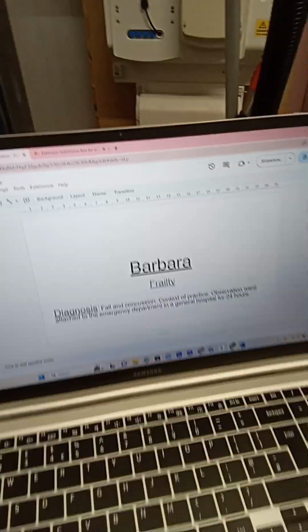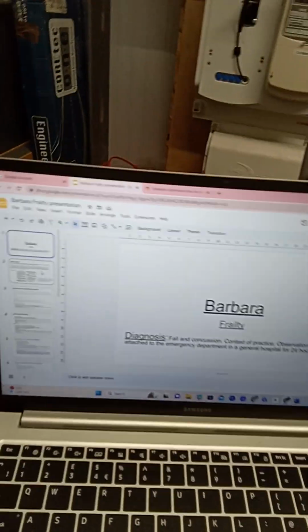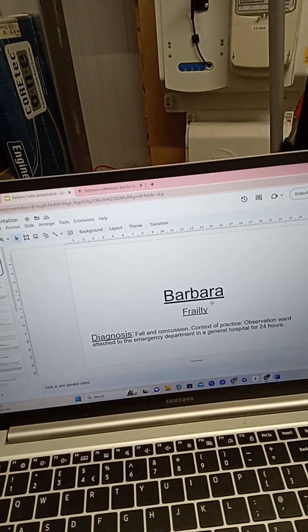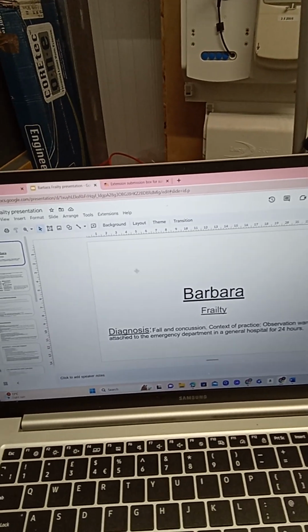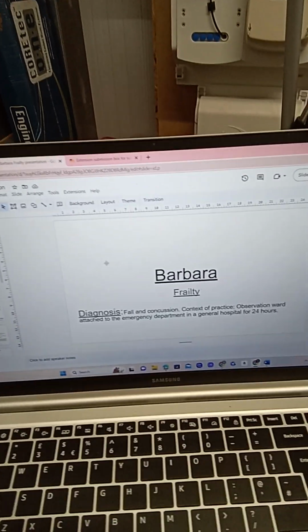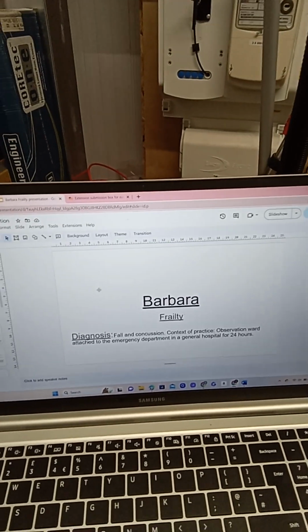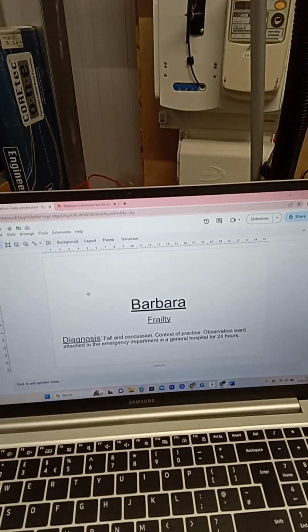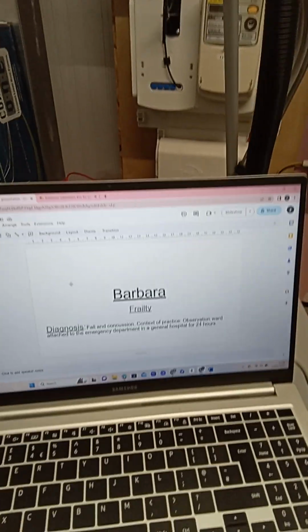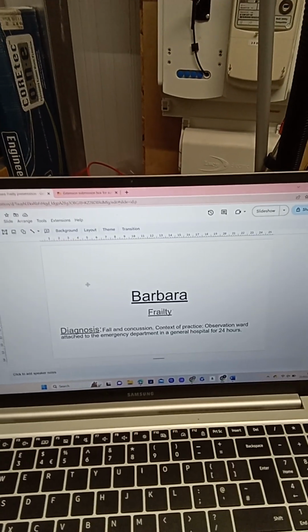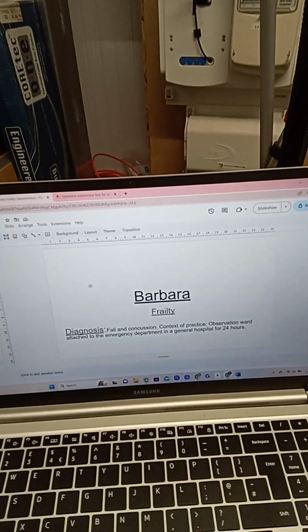So this is my case study, Barbara. I'm doing my case study about frailty. It's a little bit of information, her diagnosis. So she was admitted to hospital because she had a fall at home, which resulted in a cut and a bruise on her head and possible concussion.